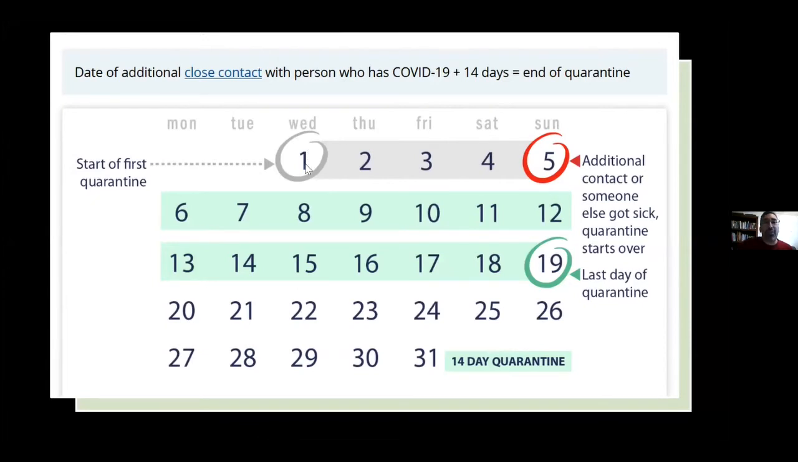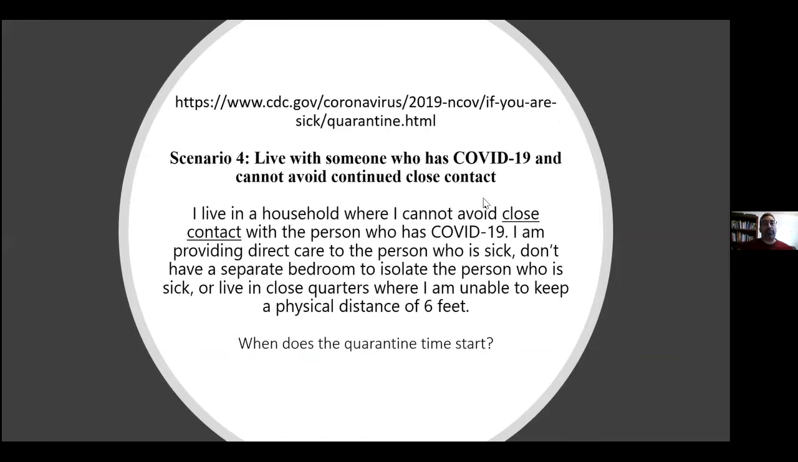So if you have an individual who is in the same household as you, and they are COVID-19 positive, the first date of your quarantine is going to start here. And then if you have contact with that same person, or someone else in the household that you've had contact with becomes positive for COVID-19, your quarantine is going to start over. So instead of starting on the 1st and ending on the 15th like normal, we're going to go all the way to our close contact again, because it's the last day of contact, and go 14 days later, now to the 19th.